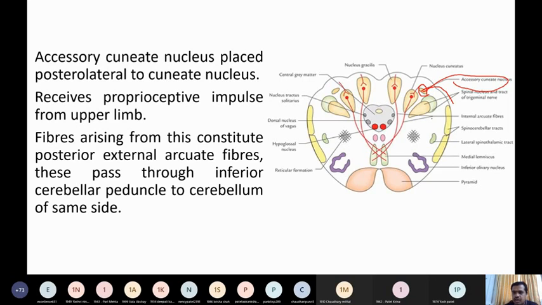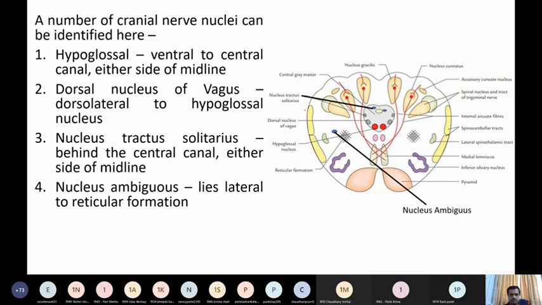Once again, to repeat: posterolateral to the cuneate nucleus, there is a small nucleus known as the accessory cuneate nucleus, which receives proprioceptive sensation from the upper limb. The fibers arising from here form the posterior external arcuate fibers, which enter the inferior cerebellar peduncle. Through that peduncle, they reach the cerebellum of the same side.